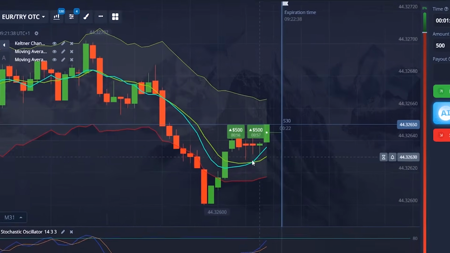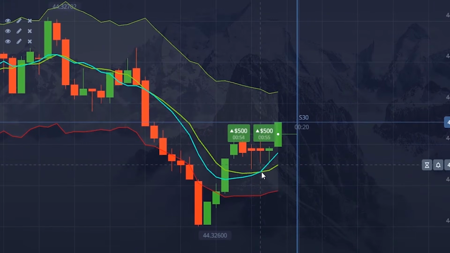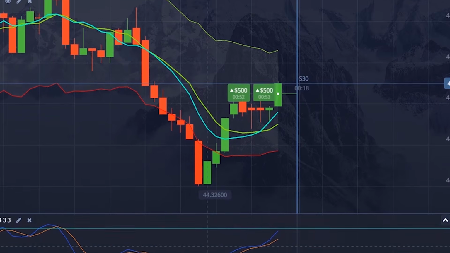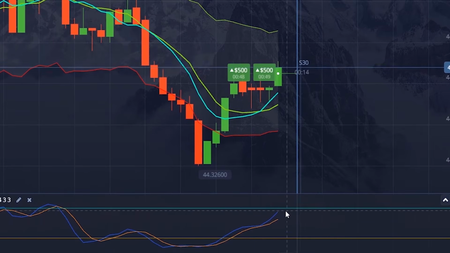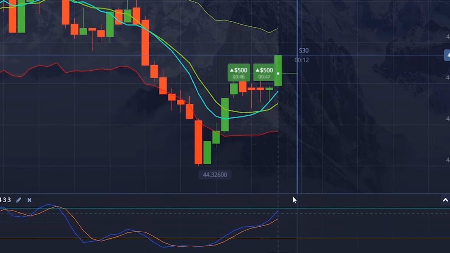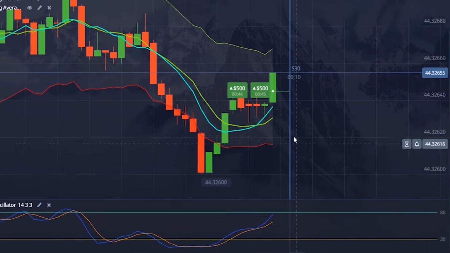Right here you can see the intersection of our two moving average lines, and not only that, you can see our stochastic oscillator is moving from the oversold condition into the overbought condition. That is another good confirmation we saw before we actually place a trade.